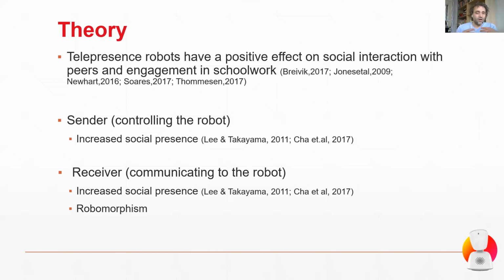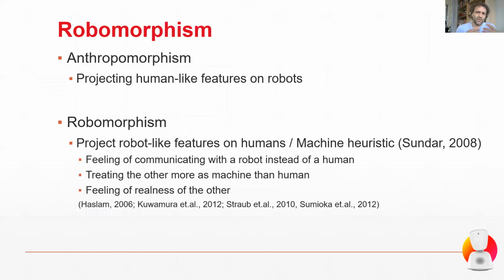On the other hand, we thought there may be something that we call robomorphism. So what is robomorphism? Robomorphism is the opposite of anthropomorphism. Anthropomorphism is the projection of human-like features on robots. We thought, if you communicate through a robot, then the opposite may happen. This is based on theory such as the machine heuristic by Sundar, which says that we project more objective, rational qualities on machines. So we thought if you communicate through a robot, that may also happen to the person communicating through the robot. So it's feelings of communicating with a robot instead of a human, treating the other more like a machine and less like a human, etc.